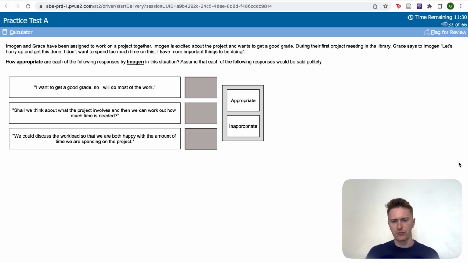Okay, Imogen's really keen to get this good grade. But Grace says, let's hurry up and get this done. I don't want to spend too much time on this. I have more important things to be doing. A very common situation in med school, to be honest.